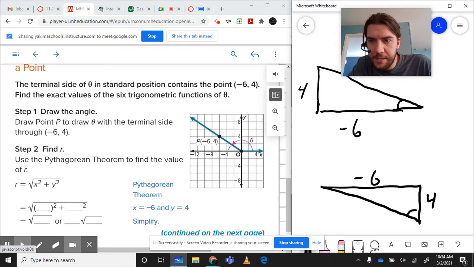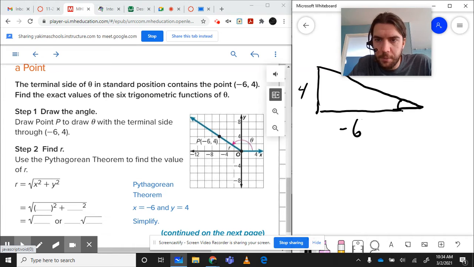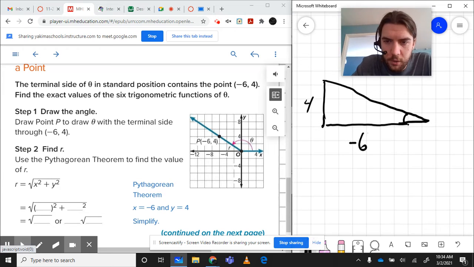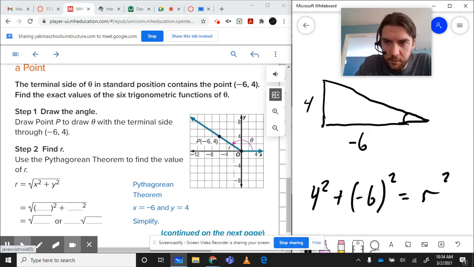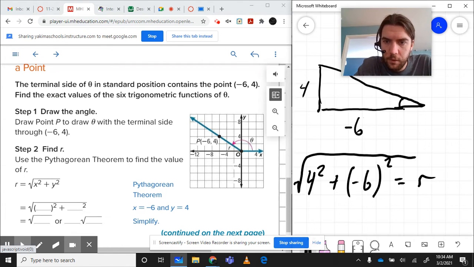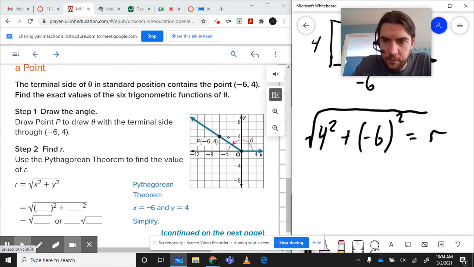Okay, so we're going to use the value -6 because we're going in the negative x direction, and +4 because we're going in the positive y direction. That means that the length of our hypotenuse should be 4 squared plus -6 squared, and that will give us our hypotenuse squared. If we just want the hypotenuse, we'll do the square root of all that. So that will be square root of 16 and 36. So I believe that would be the square root of 52.